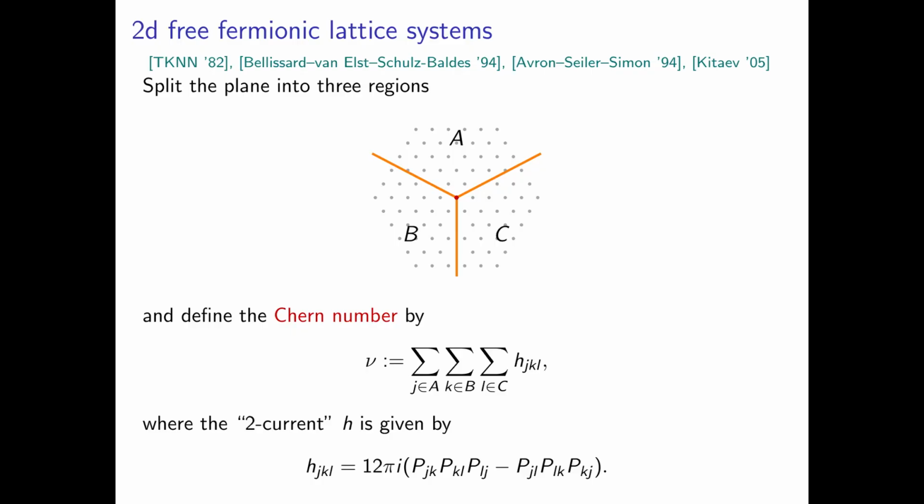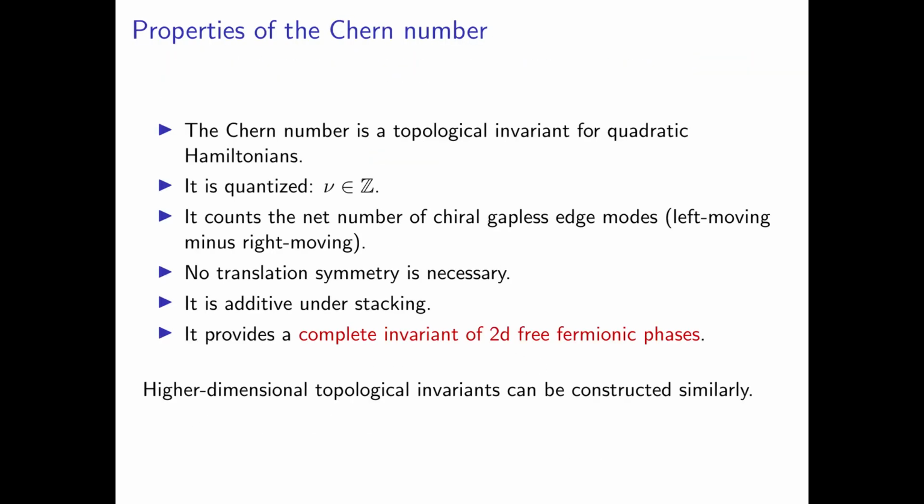So it's some a priori real number that is defined in terms of this projector. And the point is that this number is actually quantized. So one can prove its quantization. And moreover, it has a physical meaning. So if you have a material with a boundary, then the boundary modes of this material are gapless, and they can have different chirality. They can be either left moving or right moving, and this number just counts the difference between these left and right movers.